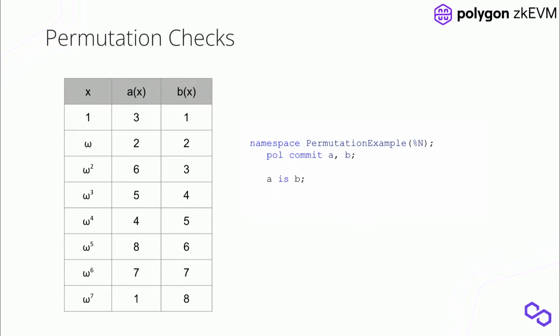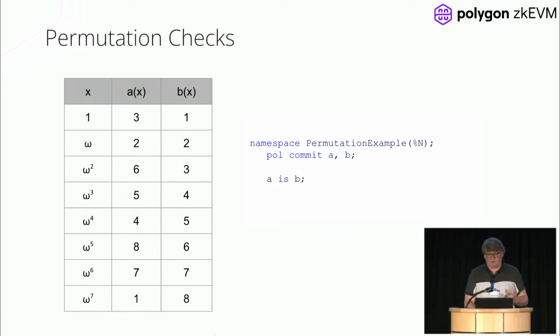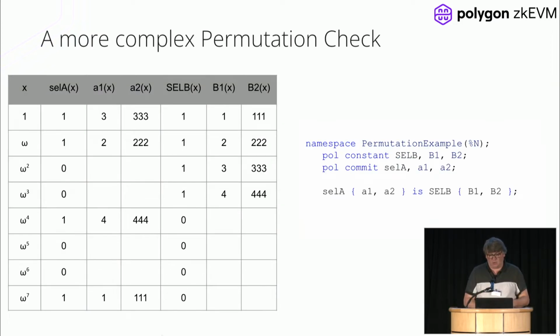How do we do a permutation check? Well, it's very easy. If we have two polynomials and we want to guarantee that one is a permutation of the other, we just write it this way, A is B. And that means that this will be the permutation check. We can do that not only for a single column, we can do that for many columns, and we can also, for example, create a selector. In this case, we have 4 out of 8 points that must fit the other 4 out of 8 of the other side. And we write it in this way.